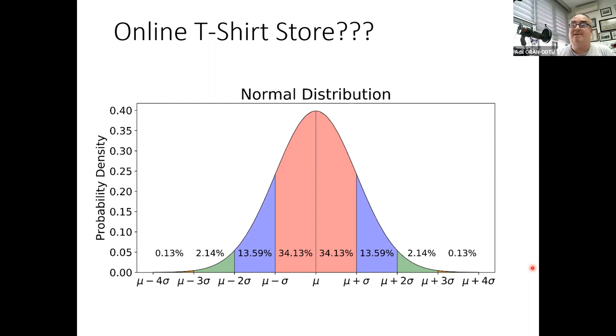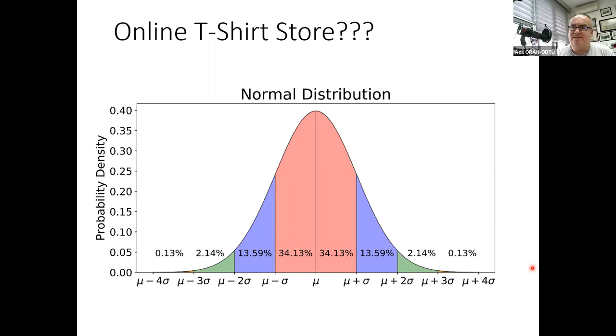So you might say, well, then of the 1,000, I'll order maybe 500 medium, maybe 200 plus 200, small and large, and then maybe 50 extra small and 50 extra large. Does that sound good? Well, if you were the first online t-shirt store, yeah, I think that might be adequate.